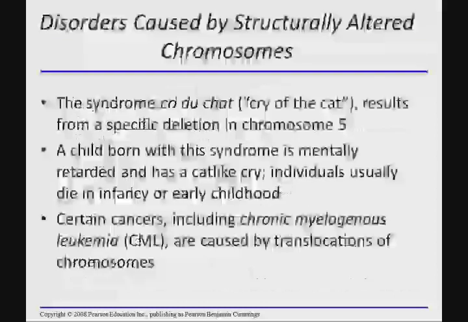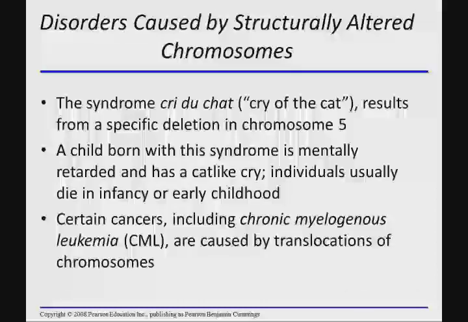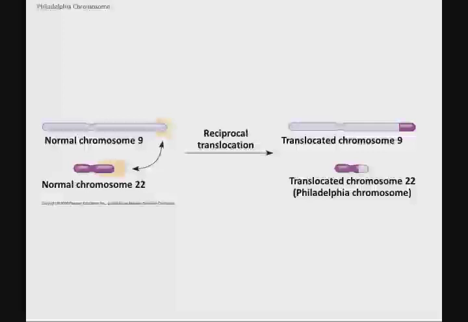Now, when you start to alter chromosomes, there are a few syndromes that you may come across in your studies of biology or medicine. One is called cri du chat, the cry of the cat. It's a very specific deletion in chromosome number 5. These individuals usually die very early. And then CML, chronic myelogenous leukemia, is caused by a translocation between chromosomes 9 and 22. In fact, the Philadelphia chromosome is named as such. It's distinctive enough and common enough in this genetic disorder that it has its own specific name. So again, there's not a whole lot of these, but I do want you to know that they can happen and what the results are.